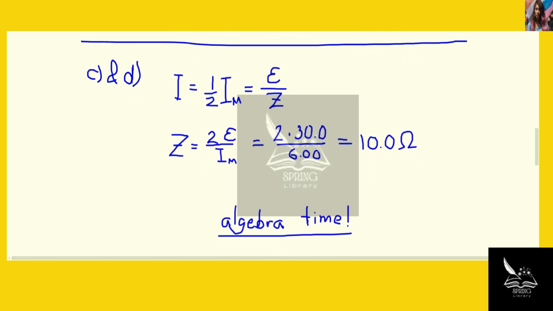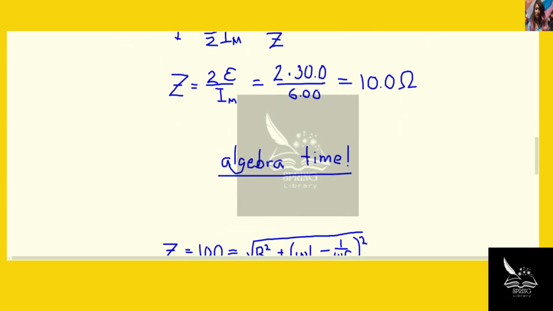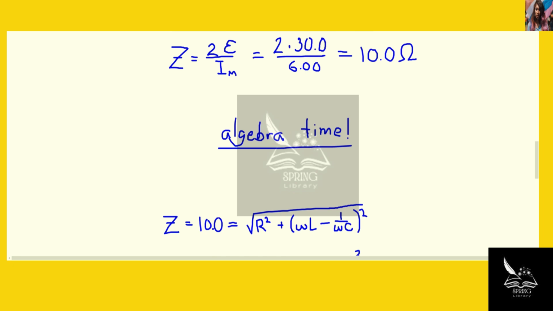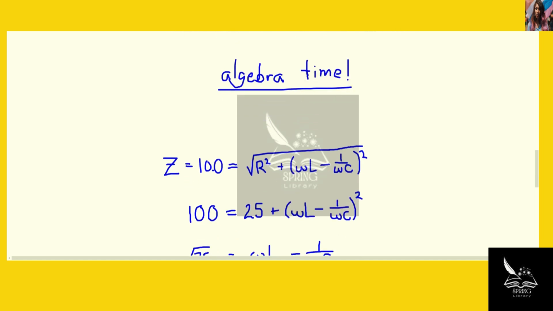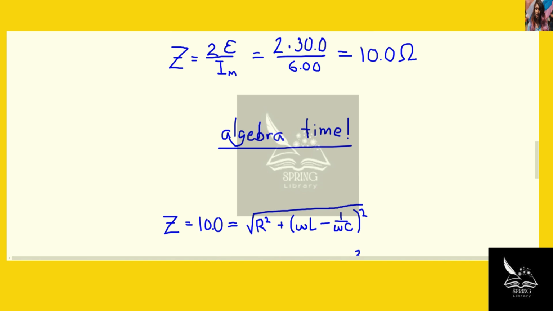And now it's algebra time. We're looking for the two frequencies. We have a single formula, we have 2 frequencies. This is starting to sound like a quadratic equation. Let's see if we can turn what we know into a quadratic equation that we can solve for. We'll start by setting Z equal to 10, which is the square root of R squared plus the quantity omega L minus 1 over omega C, squared.